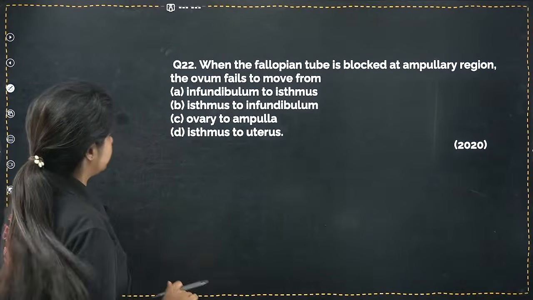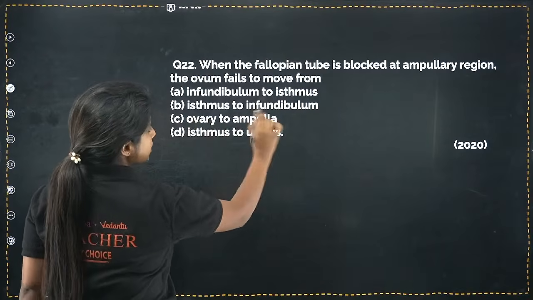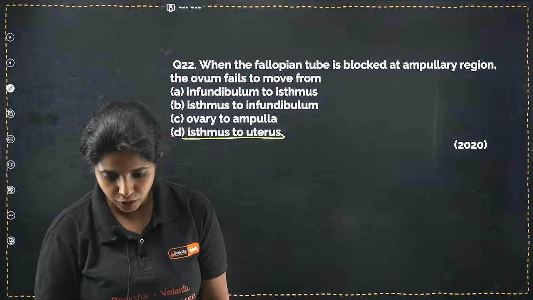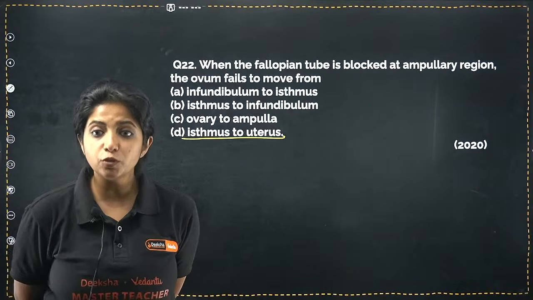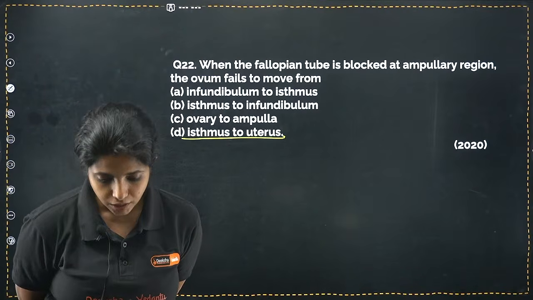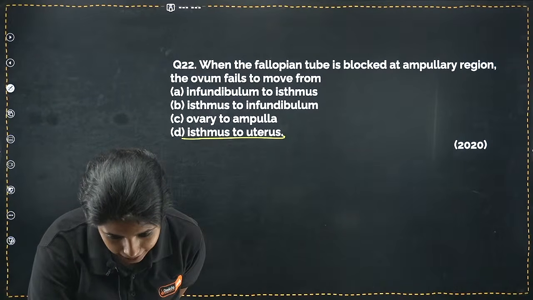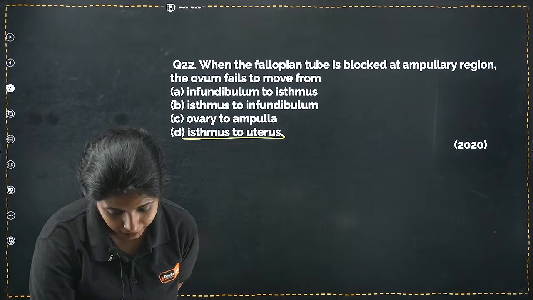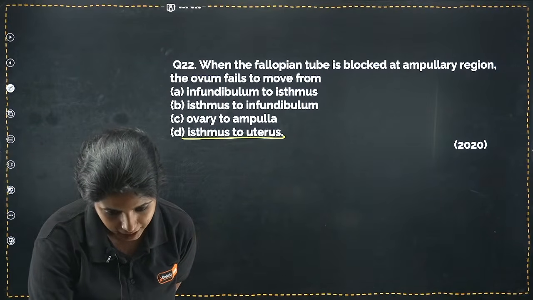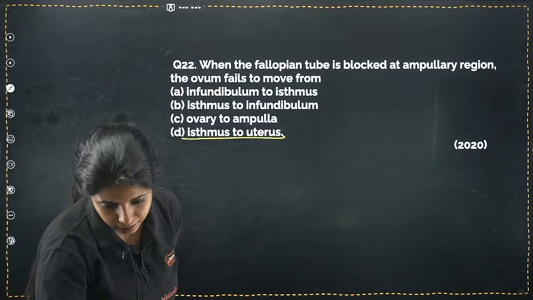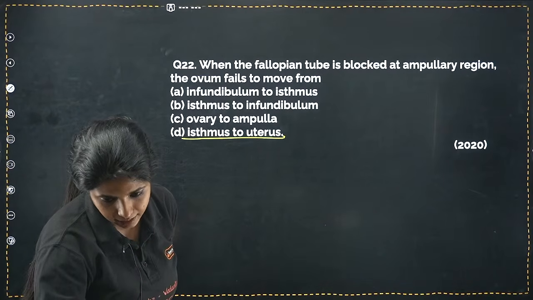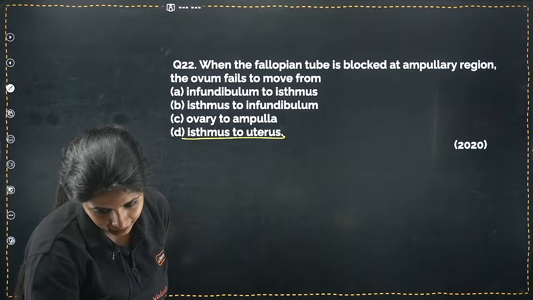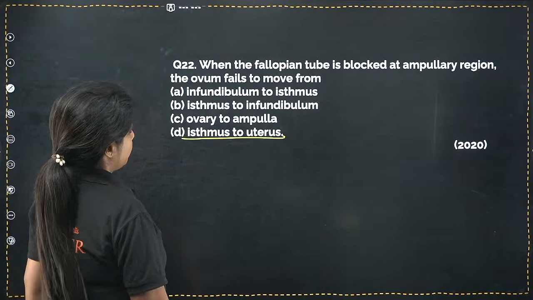Okay? Warning. Okay, infundibulum to isthmus, isthmus to infundibulum, ovary to ampulla, isthmus to uterus. What do you think is the answer for this particular question? When the fallopian tube is blocked at the ampullary region, the ovum fails. B, A, Suchit, Shivaraj, Vijay, Priyanka, Sanjeevni, Shivaraj, Chidambara. Madiha, Sanjana, Swati. So different answers over here, but most of you guys are saying the answer for this question is A. Okay, there's a confusion, is it?